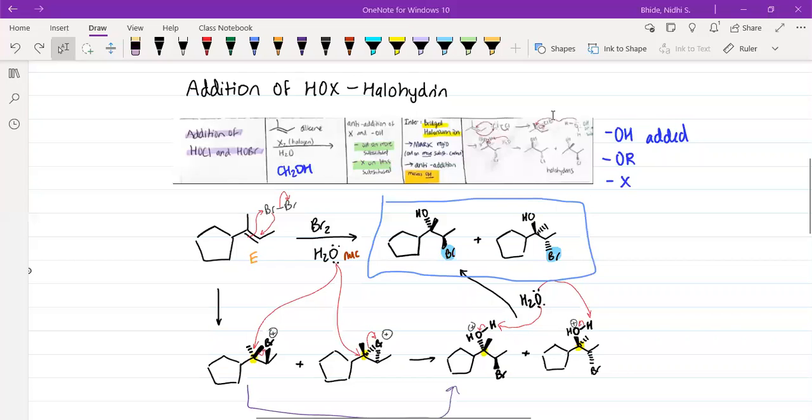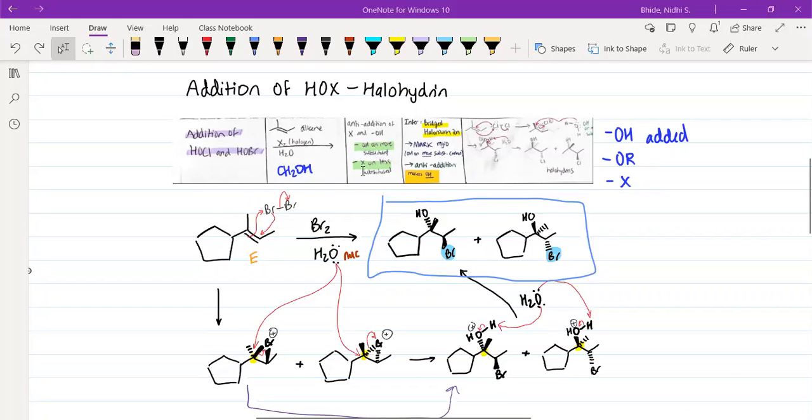Finally, we have addition of halohydrins, or HOX, and HO refers to basically an oxygen-containing molecule like either water or an ROH group, which is an alkoxy group, like I mentioned before. And then we're also going to add a halogen. So 1 mole of a halogen and 1 mole of an oxygen-containing compound.